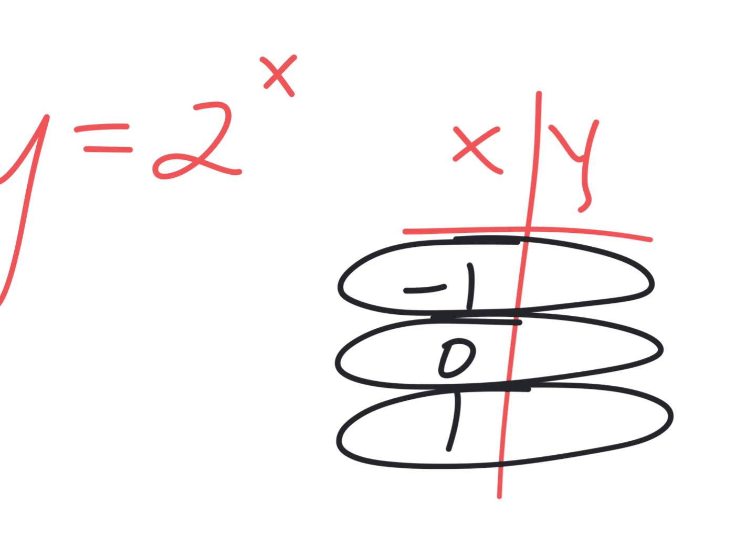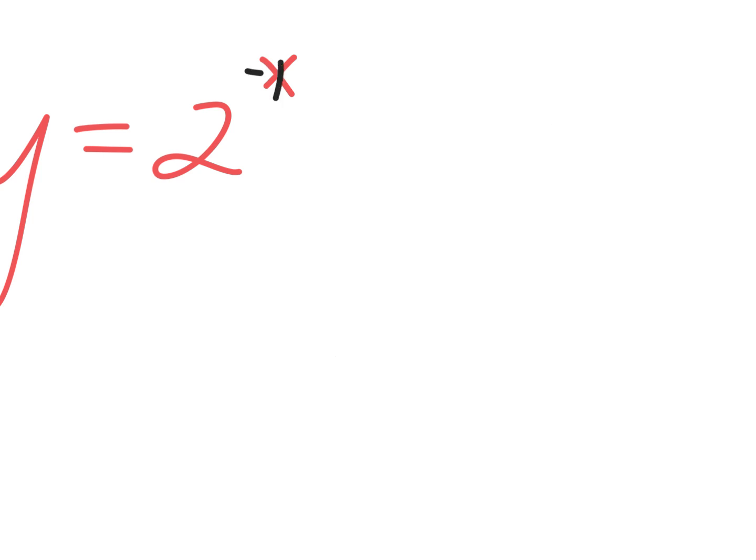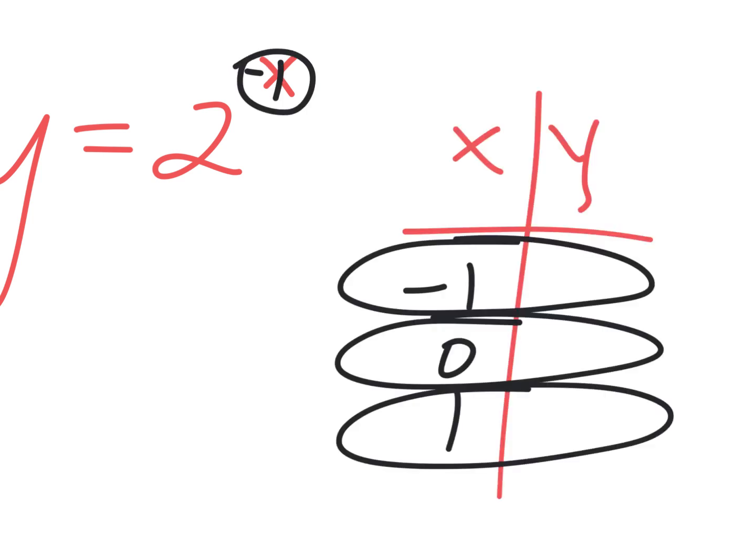Okay, I'm going to pause. Okay, when you stuck in -1, did you remember that that makes the 2 flip to 1/2? How many of you had 1/2 for that? Good. And you put in 0. Did you remember that anything to the 0 is 1? And then when you put in 1, did you have 2 to the 1, which is 2?